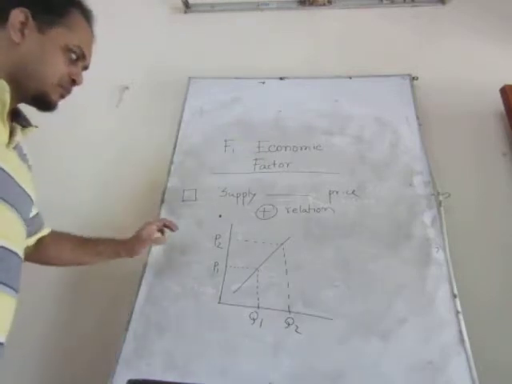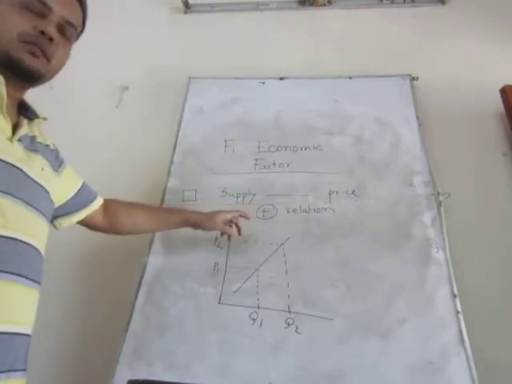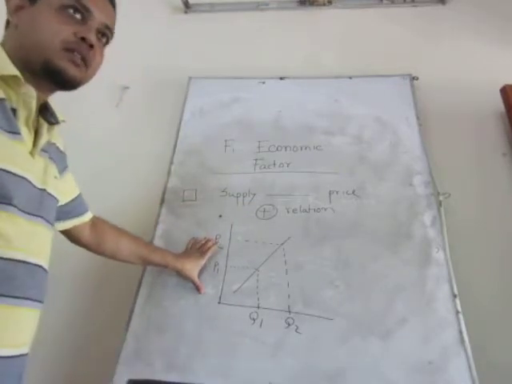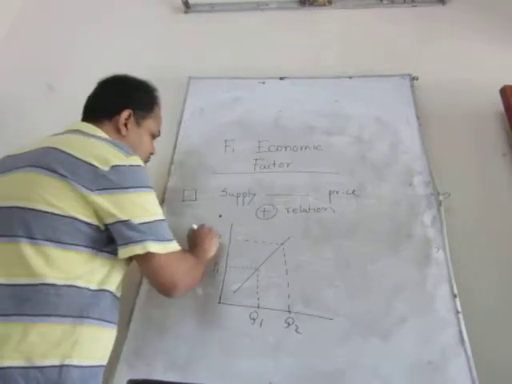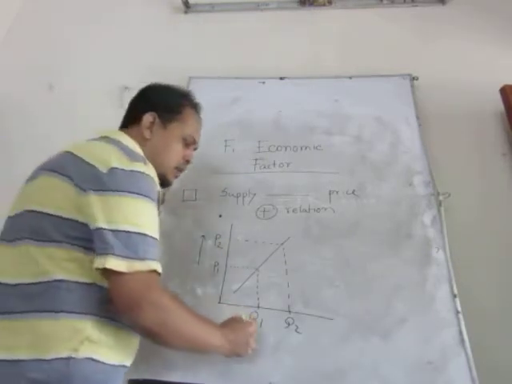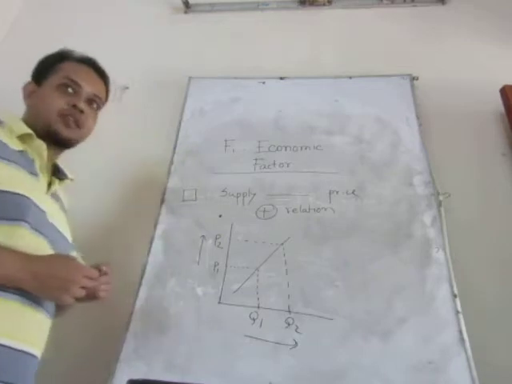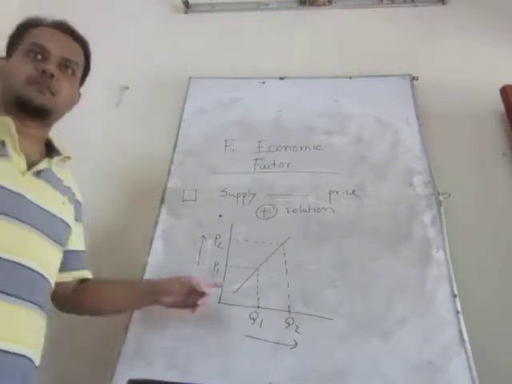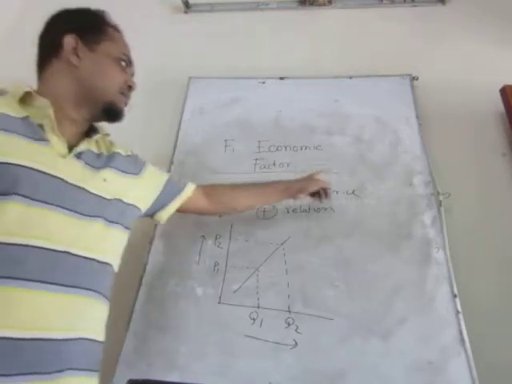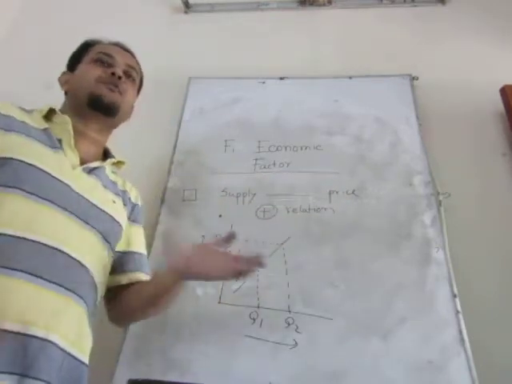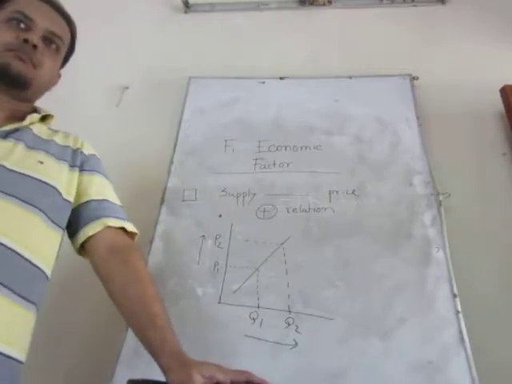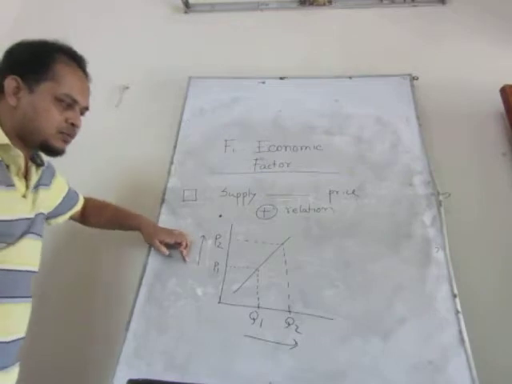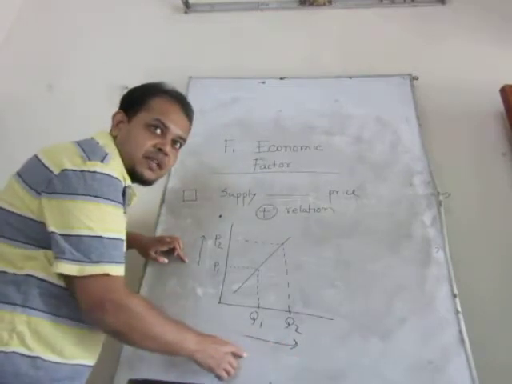Okay. In the case of supply, when you are rising the price, the quantity supplied by the supplier or producer is increased. That's why we are saying supply and price are positively related. If you raise one, the other will also rise. But if the price of the commodity goes down, the quantity supplied also goes down.